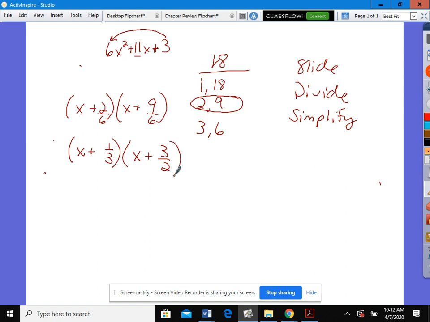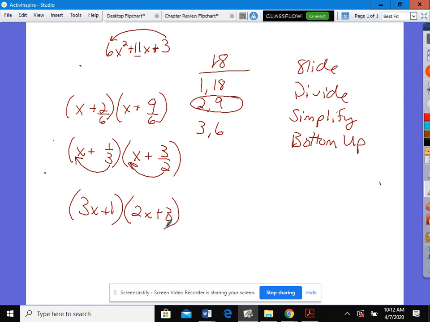So we slide, we divide, we simplified the fractions, and now we need to go bottoms up. And what does bottoms up mean? Bottoms up means if there's a bottom to this fraction, or if there's a denominator in this fraction, you need to bring it up to the top. So I need to take this 3 and move it up here, and take this 2 and move it up here. So now we have 3x plus 1, and over here we move the 2 up, so we have 2x plus 3. That would be our final answer.